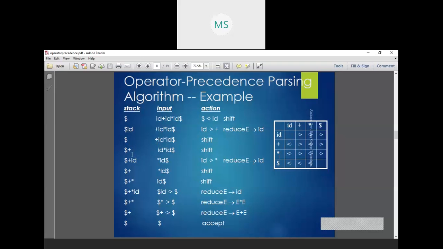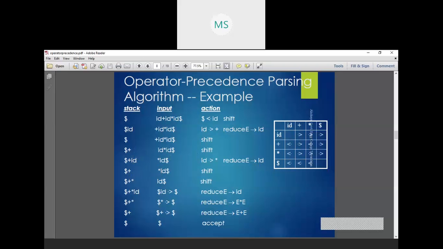Plus is shifted. Now again compare plus and ID. Plus and ID is less than, so again you shift. Now compare ID and star. ID and star is a greater than symbol. Now you reduce, erasing ID. Now I pop ID from the stack, the remaining is plus. Now I have plus and star.